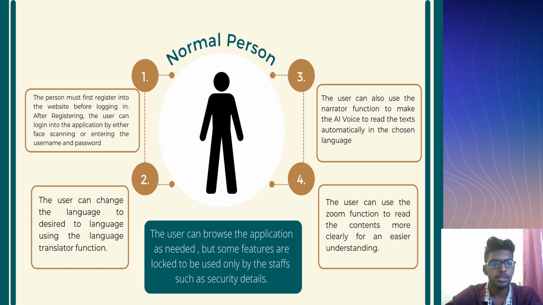For a normal user, the person must first register into the website before logging in. After registering, the user can log in to the application by either face scanning or entering the username and password. They can also use the mic button to speak their password and username. The second one is the user can change the language to the desired language by using the language translator function. The third one is the user can also use the narrator function to make the AI voice read the text automatically in the chosen language. The fourth one is the user can use the zoom function to read the contents more clearly for an easy understanding. The user can finally browse the application as needed, but some features are allowed to be used only by the staff, such as the security details.